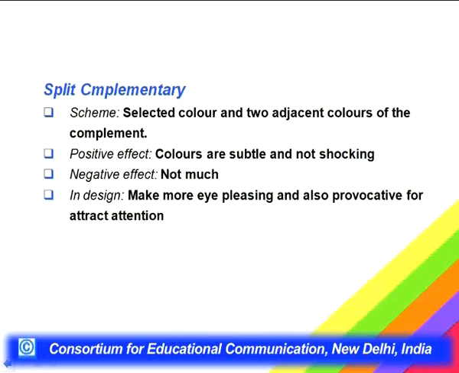That is, if you are identifying the yellow color, your opposite color will be violet, which is the complement of yellow. Then on one side it will be blue violet and on the other side it will be red violet. The red violet, blue violet and the yellow will make the split complementary color scheme.